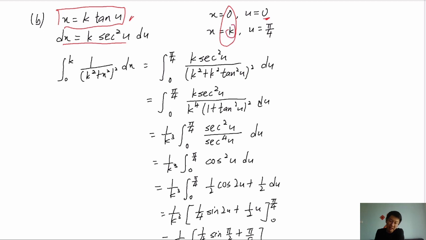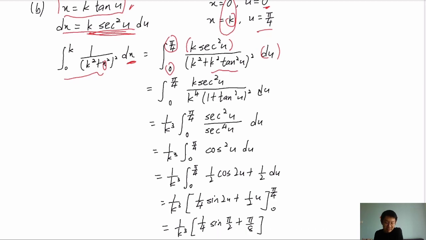And when x equals k, we have u equals pi over 4. Okay, so that is what we do when we change the value from x to u. So now we actually start integrating. When we integrate, this is our integral, and the limits we have already changed. So dx is what we have here. We have k secant squared du, and also we have the x here, so for the x, we just have to substitute k tangent u inside.